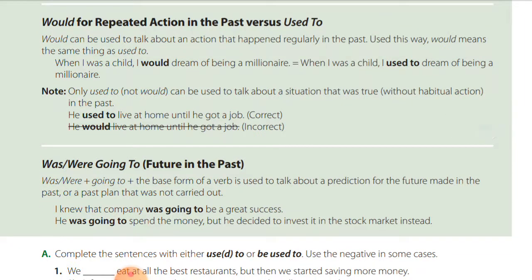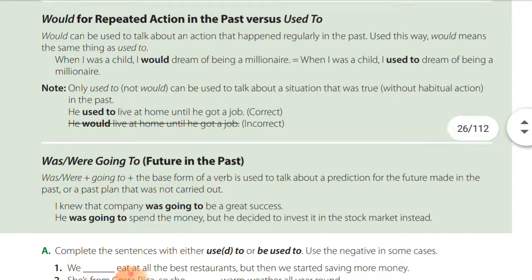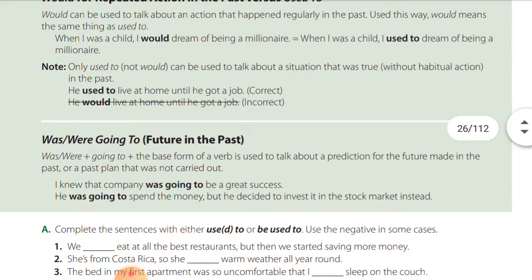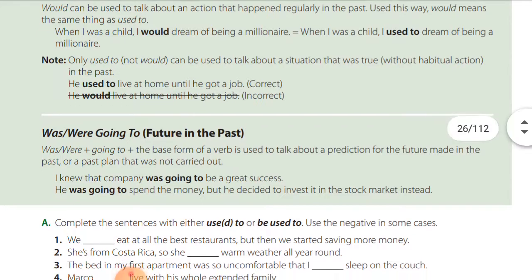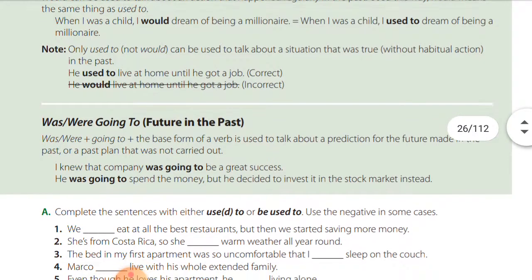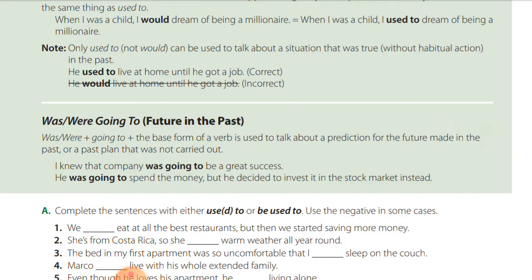The second point in our grammar lesson today is using would for repeated actions in the past instead of used to. Would can be used to talk about an action that happened regularly in the past. Used this way, would means the same thing as used to. When I was a child, I would dream of being a millionaire. When I was a child, I used to dream of being a millionaire. You notice that here would is the same as used to.